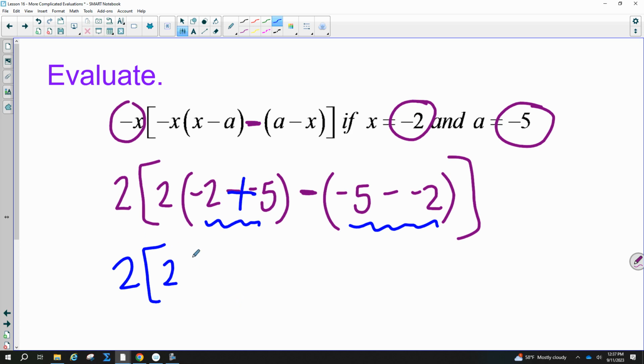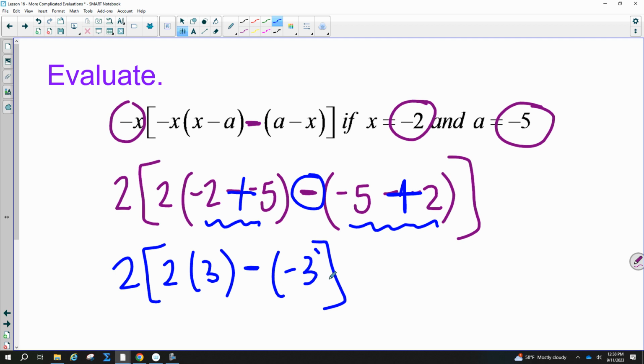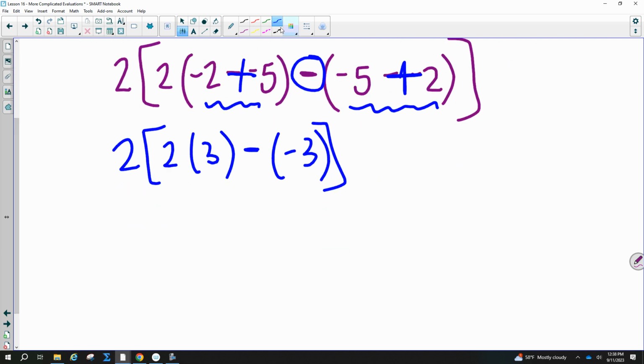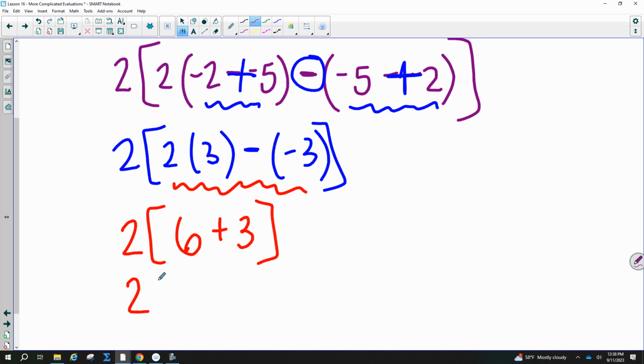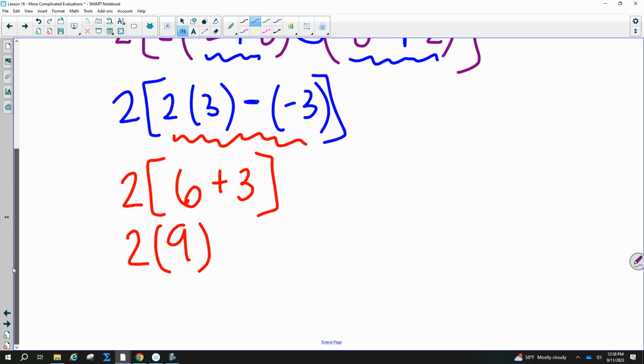All right, don't lose this minus sign in between. And then this becomes positive as well, the double negative. What's negative 5 plus 2, everyone? Good. Okay, I still need to work inside my brackets. And so I'm doing this first. I have to multiply these together first. Okay, so this would be 6 minus negative 3. So that's plus 3. And then 6 plus 3 is 9. And 2 times 9 is 18. Okay. All right, let's try some whiteboards.